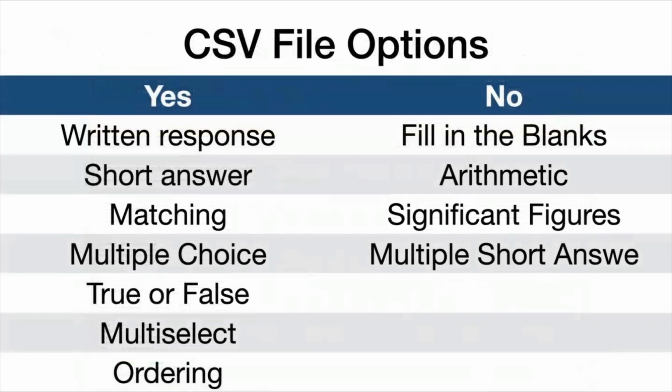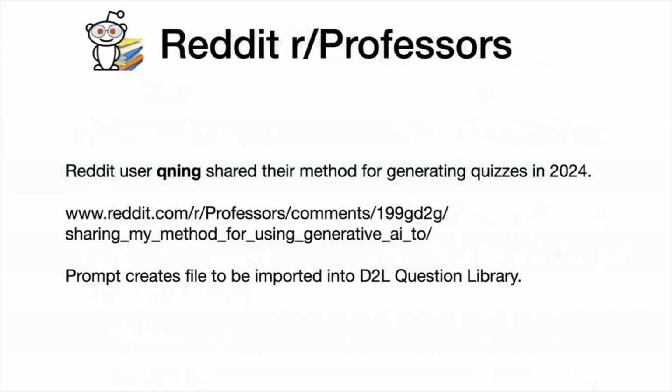And it'll work for some particular formats. So written response, short answer, matching, multiple choice, true or false, multi-select, and ordering questions can be within this format. So the issue is, how can we use AI to generate a CSV file from resources we have? So I went to the internet, and Reddit is the front page of the internet. So within the professor's subreddit, I found a particular user, Q-Ning, who was using AI, using prompts to create quizzes back in 2024, a year ago, that could then be imported into D2L's question library.